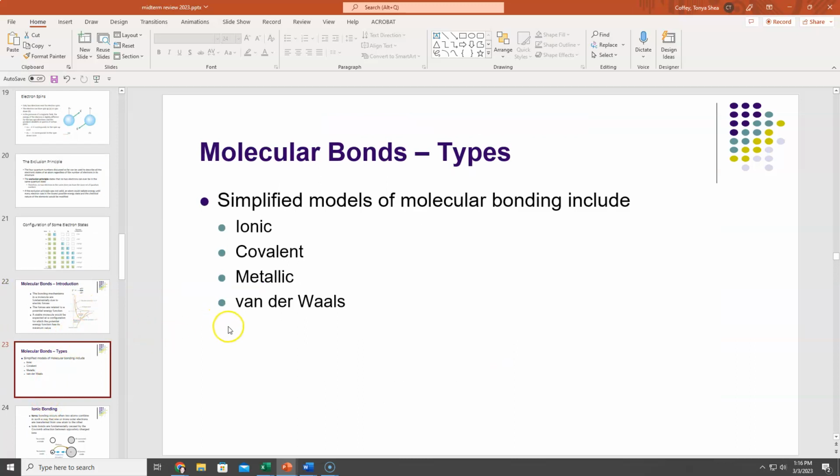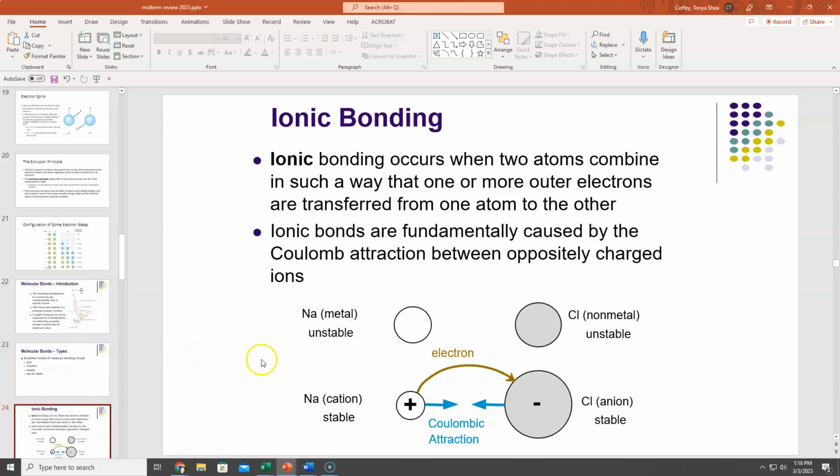There's different types of molecular bonds. There's ionic, covalent, metallic, and van der Waals bonding. Ionic bonding is when 2 atoms combine because 1 or more electrons are transferred from one atom to another. This generally happens with atoms that are on opposite sides of the periodic table. For example, the alkalis with the halogens, for example, as is shown here.